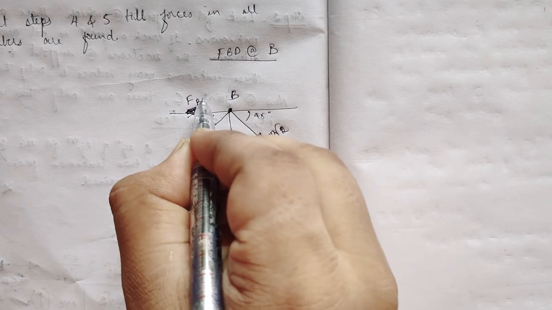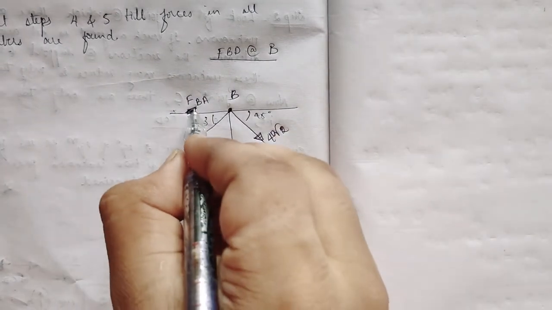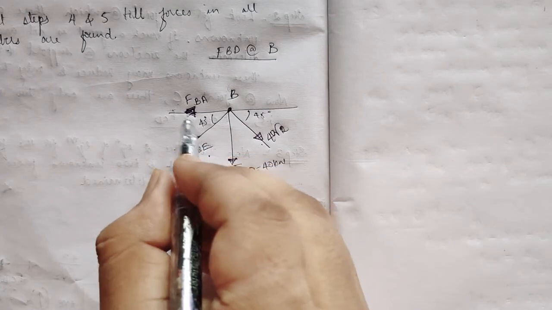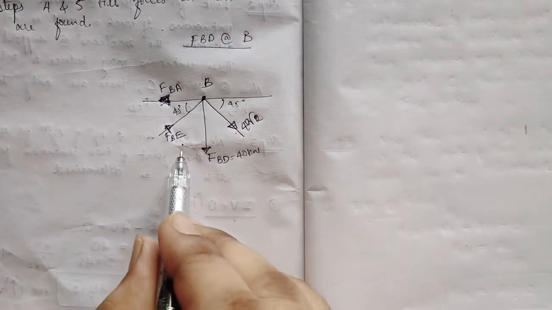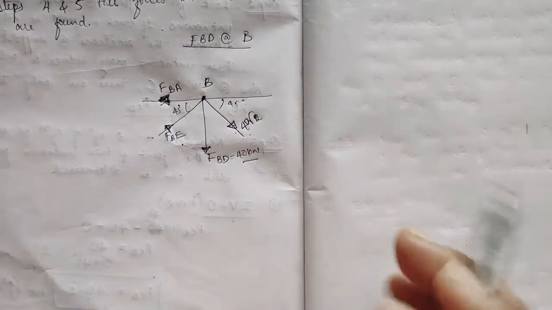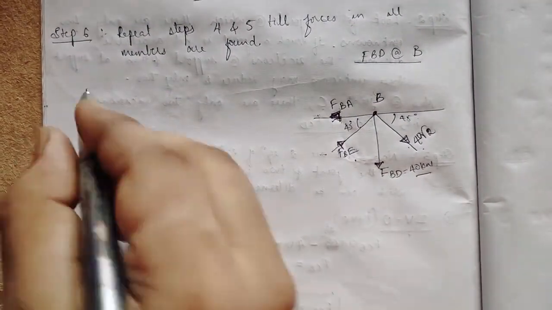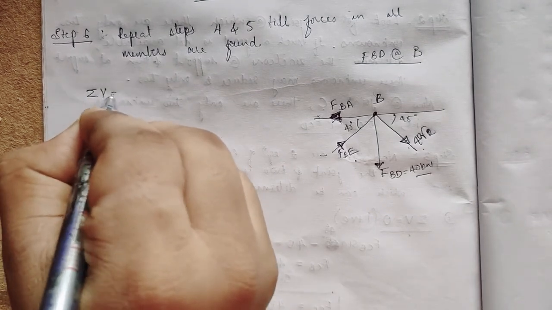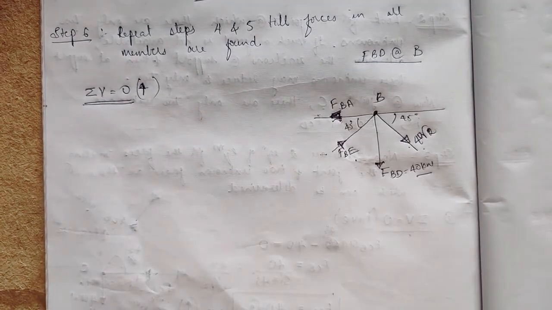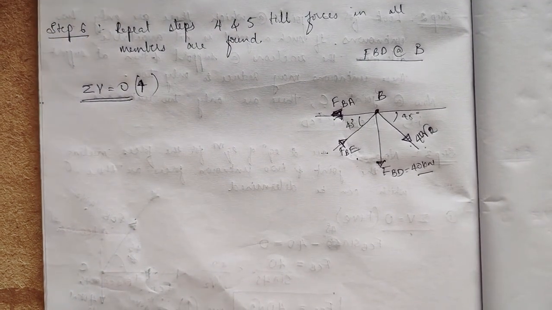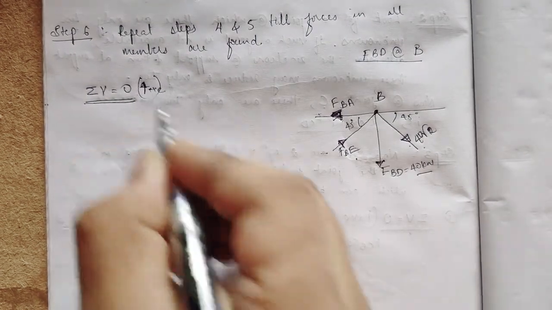This is FBA. This is an assumption. Okay, I would have taken like this only, no problem, but I already assumed in the question that it is going away from B. So I have taken it away from B. FBA, FBE, 40 root 2, 40 root 2. Now what we have to do, we have to resolve the forces in vertical direction. So taking equilibrium, all the forces in vertical direction equal to 0.